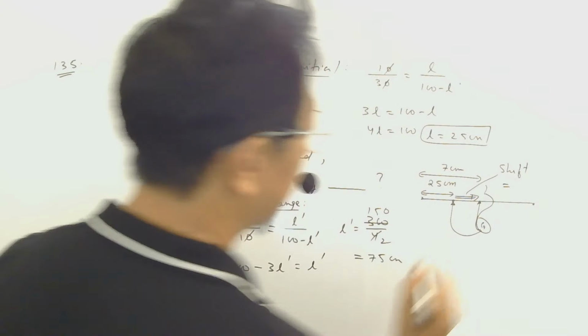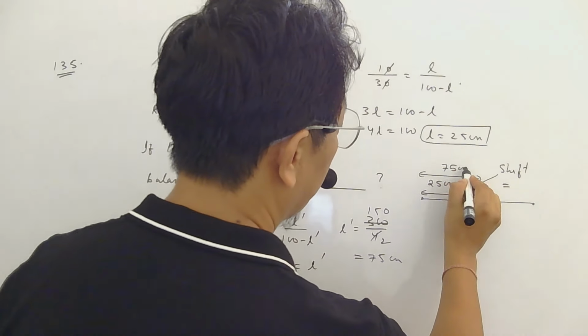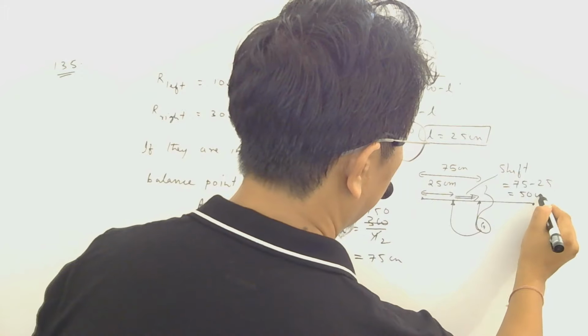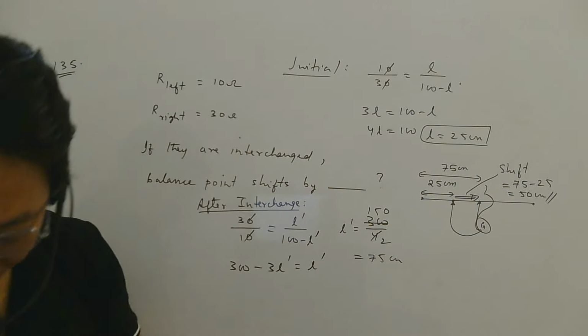So how much did the balance point shift? From 25 it went up to 75. So 75 minus 25, which is 50 centimeter. Right? So the answer is 50 centimeter.